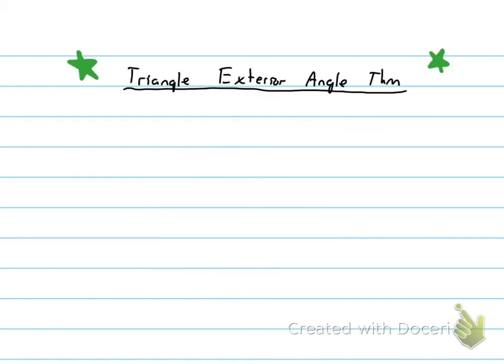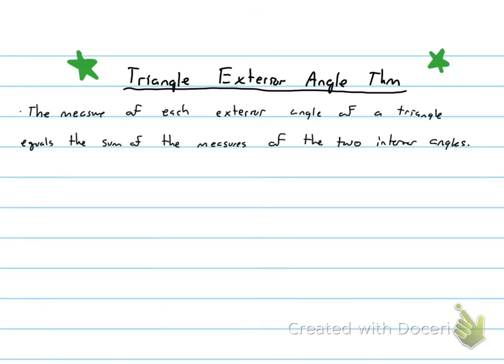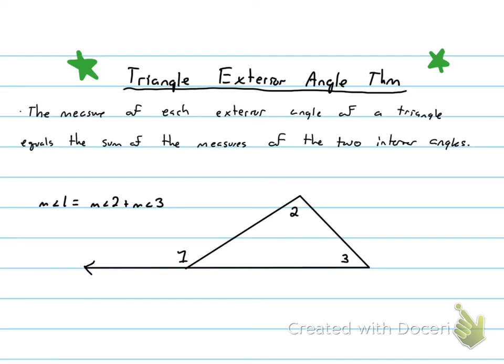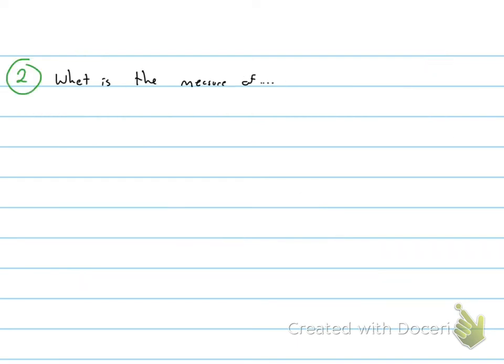That's going to lead us to our last theorem in this chapter, which is the triangle exterior angle theorem. What that says is that the measure of each exterior angle of a triangle equals the sum of the measures of the two interior angles. So in this diagram here, angle 1 is always going to be equal to angle 2 plus angle 3. Let's use that to solve two equations.